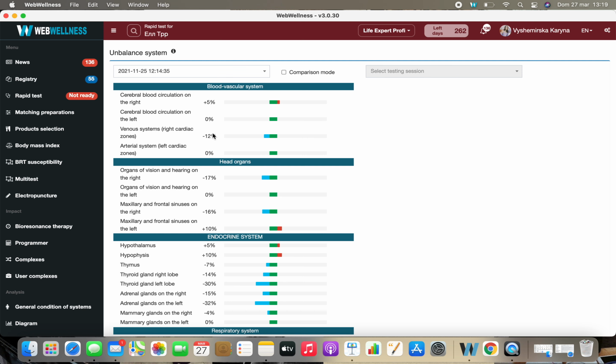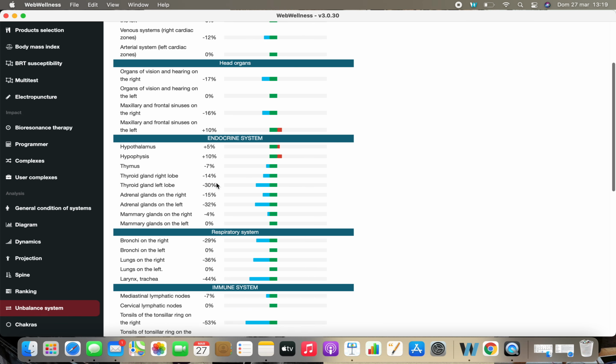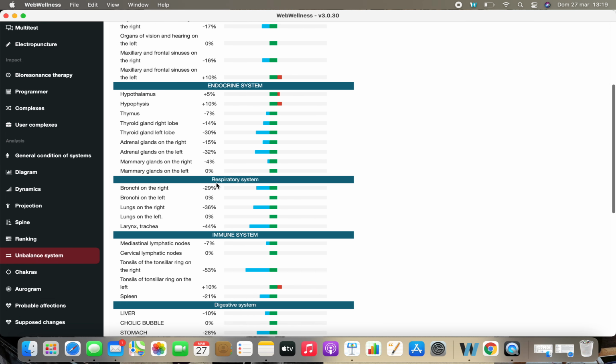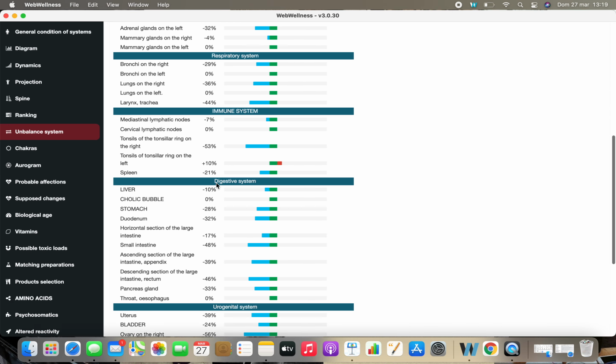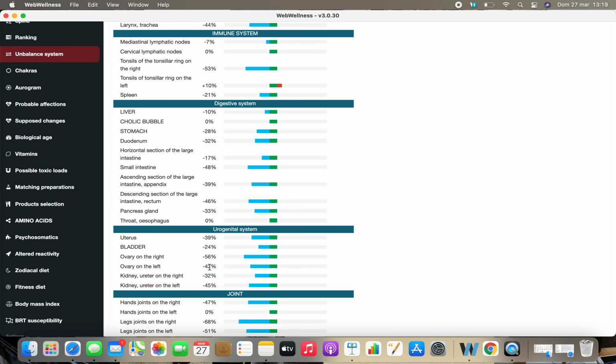And we can see the minus 12%. If it's 0, it's a normal condition. So this way we can see which system suffers more disbalance and which organs have more disbalance.